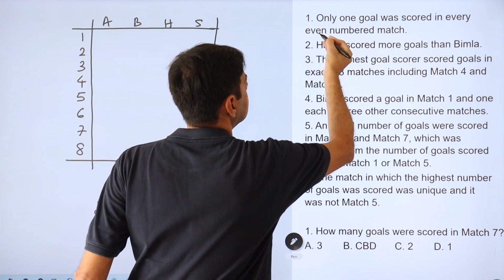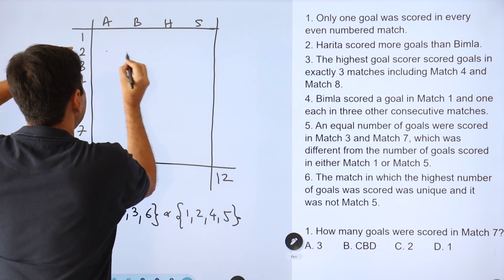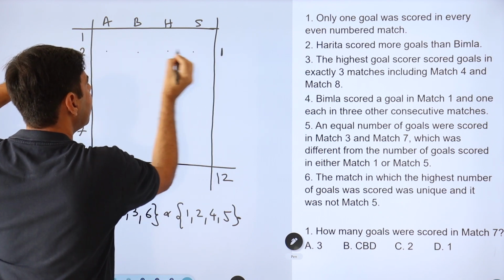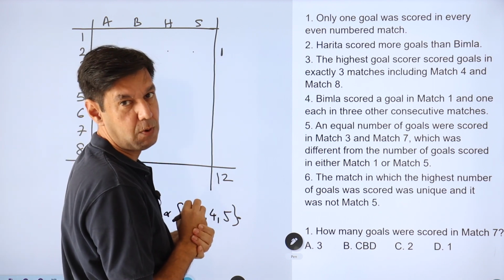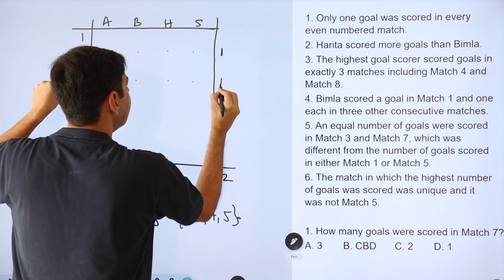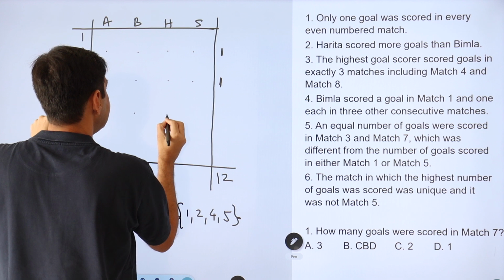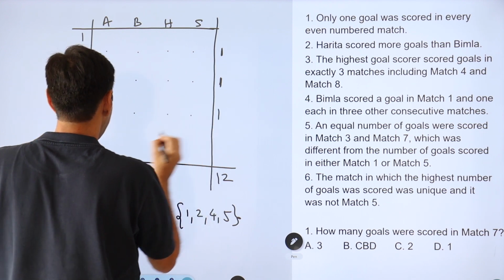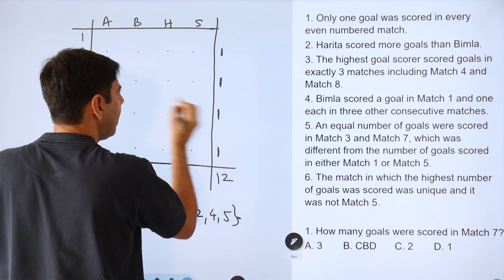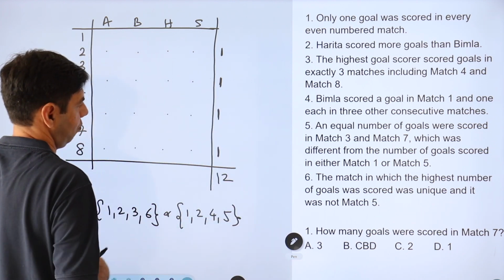Only 1 goal was scored in every even match. So in an even match, only 1 goal was scored. Now when I put a dot, only one of them is a 1, the rest are 0. Same thing has to be repeated in 4 different rows. Okay, so 2, 4, 6, 8 rows are not the problem rows. If I know any one data about them, I know about the entire row.